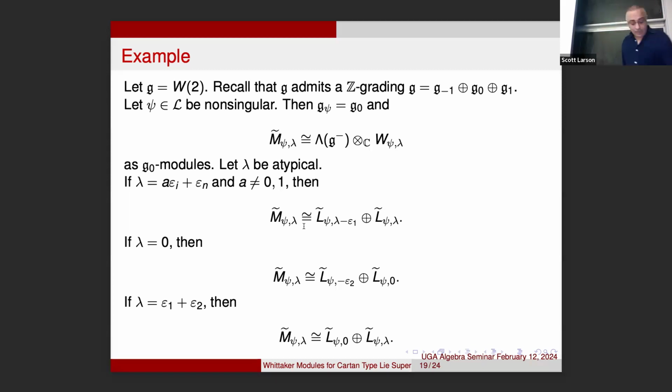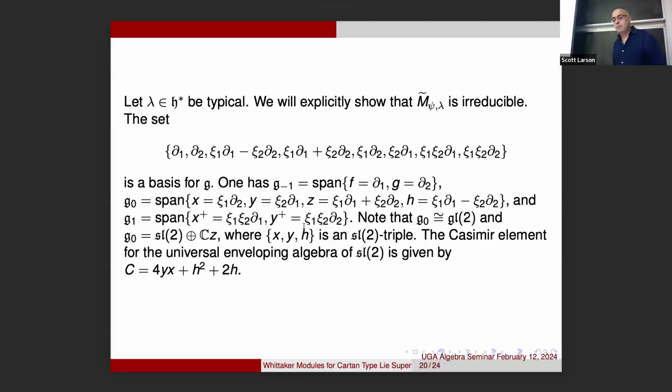This is for W2. And if lambda is typical, you do basic linear algebra using invariant subspaces. You show that the highest M tilde of psi lambda is always simple. Simple linear algebra, it's not bad, though it's long, so you have to look at these brackets and the action. You show that there is no proper invariant subspace for M tilde under the action of G0. Basically, you take a Whittaker module, you fix a basis, and you show there are no invariant subspaces for any fixed basis. I'll skip this because it's a little long.